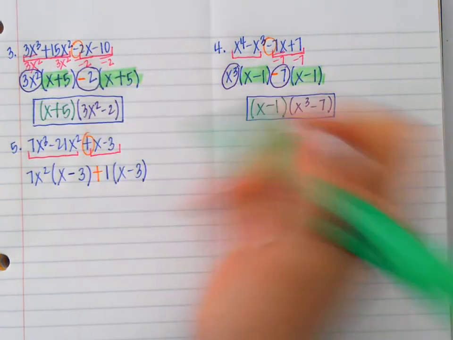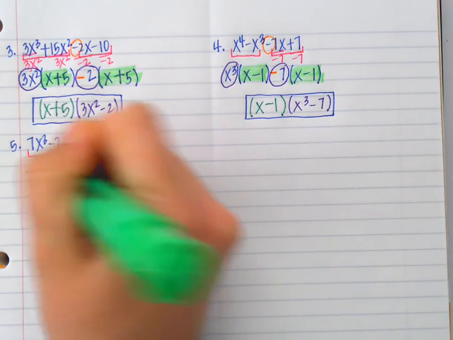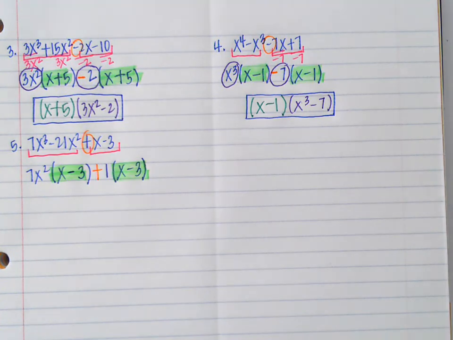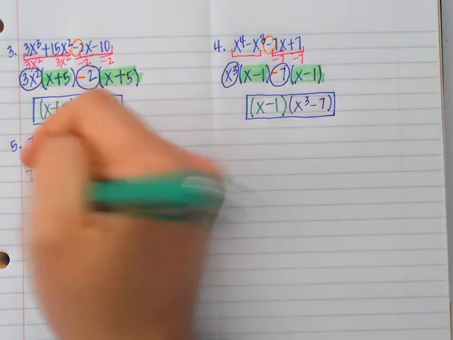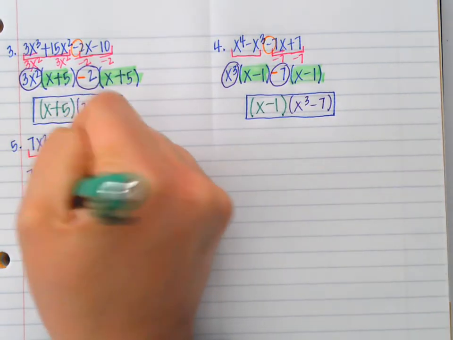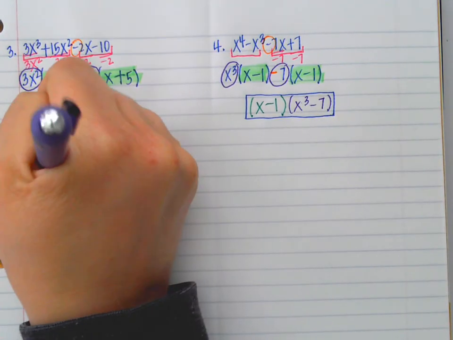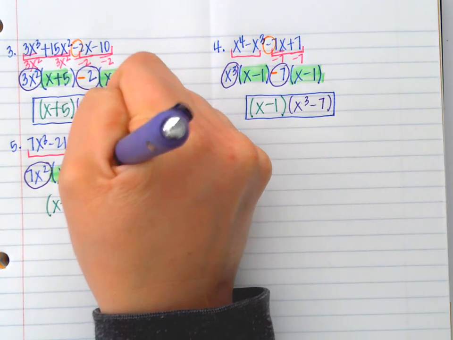So look to see, are these the same? X minus 3 and x minus 3, and they are. So we can bring that out. And then what's left? 7x squared plus 1.